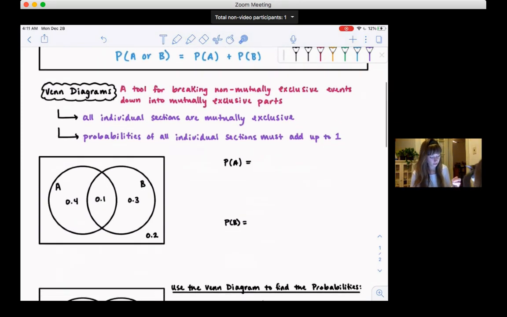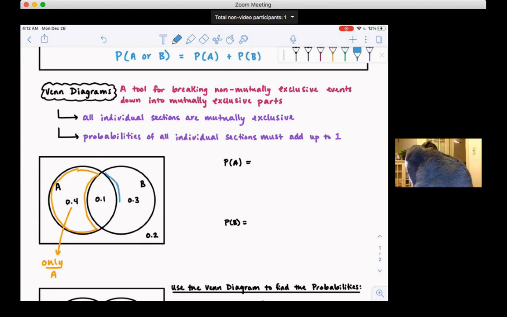Okay, so let's look at the parts of a Venn diagram. Here's a Venn diagram. This section, where you're in the A circle but outside the B circle, is the probability of only A. This area here is saying only A is happening. If you're in this area, in the B circle but outside the A circle, that's saying only B is happening.